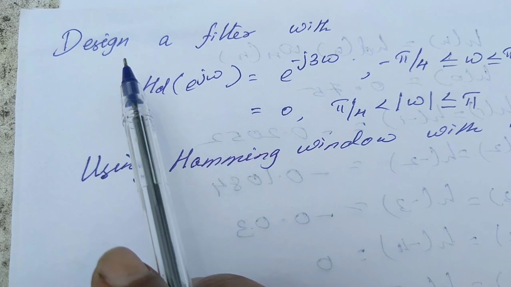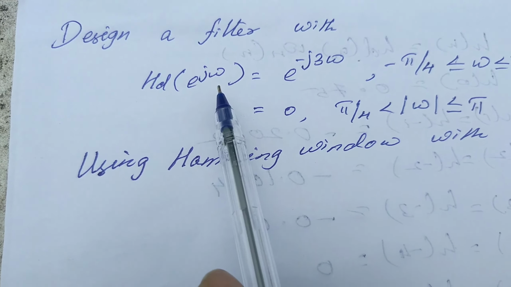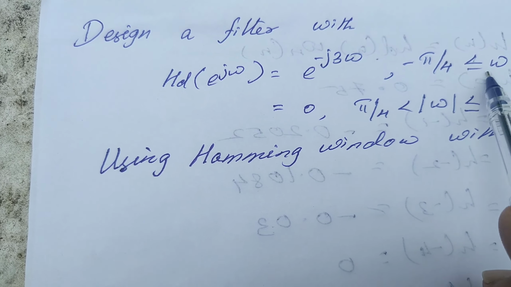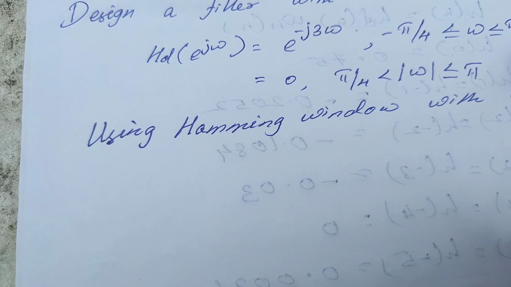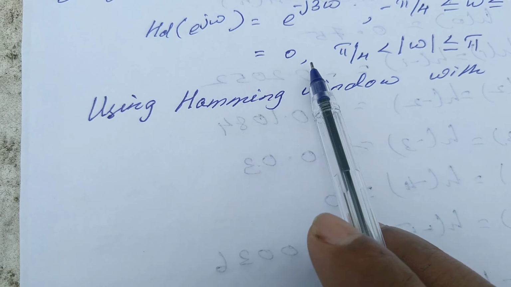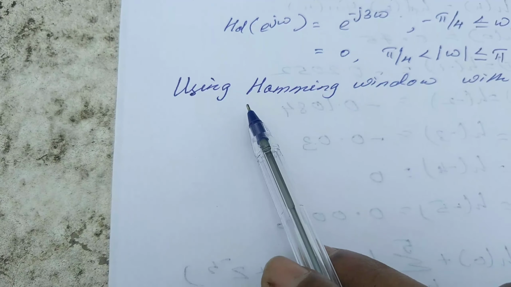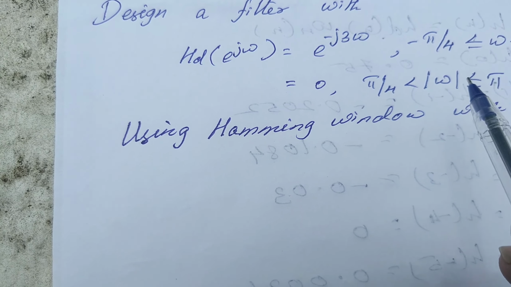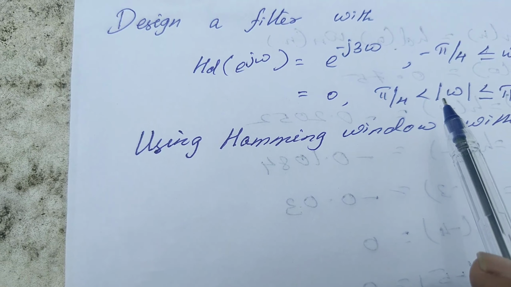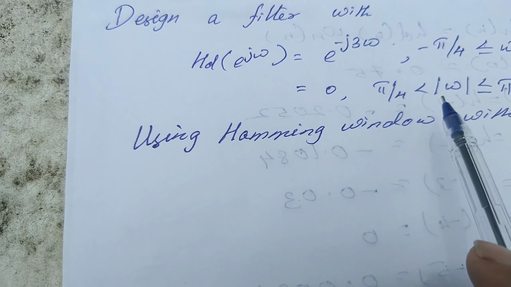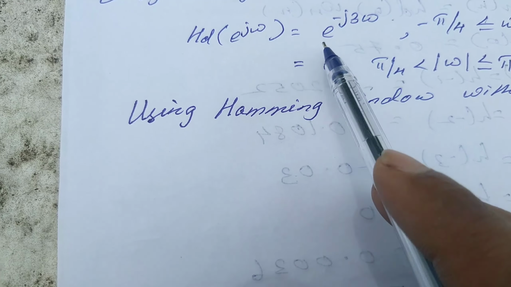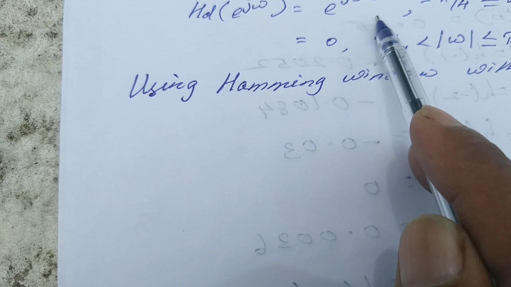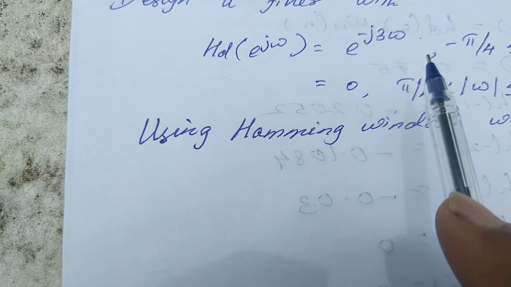This is the problem. Design a filter with Hd of e power j omega equal to e power minus j 3 omega, where omega varies from minus pi by 4 to pi by 4, and for the remaining cases Hd of e power j omega is equal to 0, using a Hamming window with N equal to 7. In the previous classes we discussed a similar kind of problem, but there it was given as Hd of e power j omega equal to 1, whereas here we have Hd of e power j omega equal to e power minus j 3 omega.